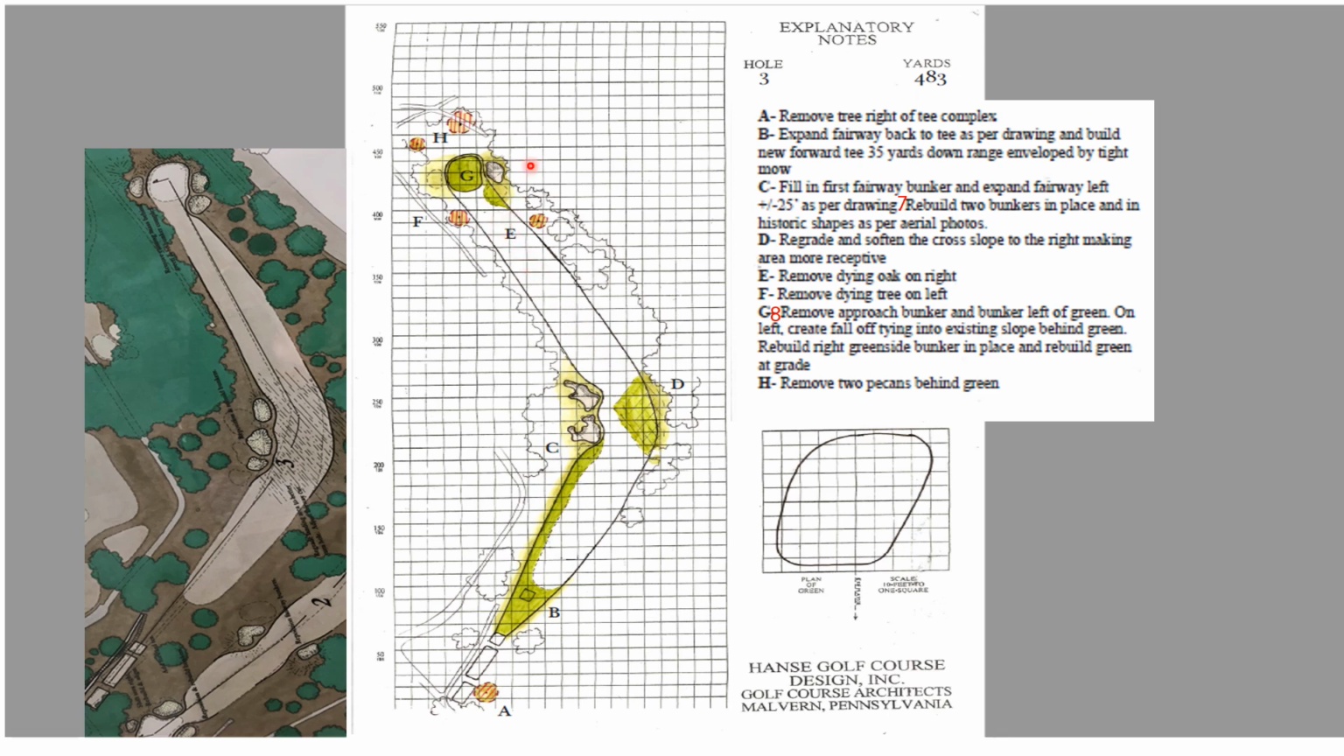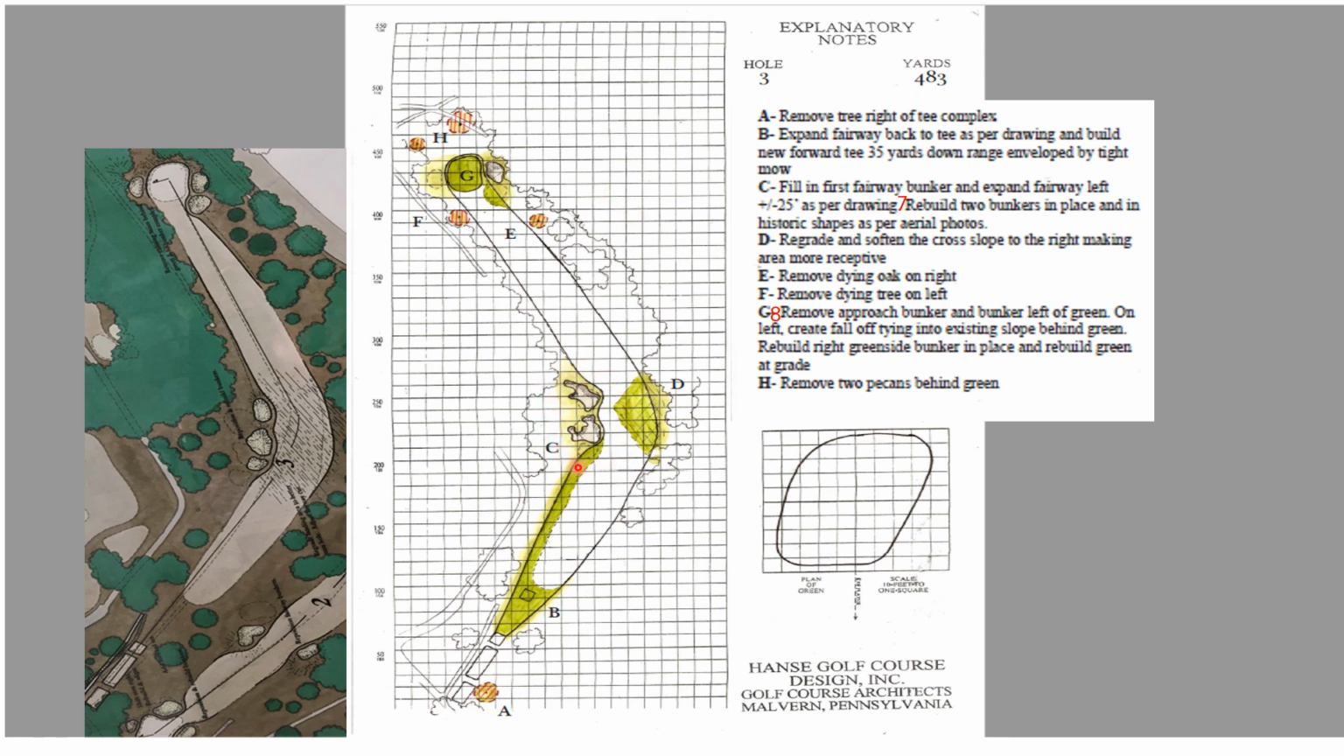And then if you look at the greens complex, 3 bunkers. We've had 3 bunkers. When Keith did the work, he just replaced the bunkers and redesigned them slightly. But this is not original. The original Maxwell green had 1 bunker sitting right here. And that is what Gill is putting back. Historical reference here, 8: remove approach bunker and bunker left of green, and then remove 2 pecans behind the green.